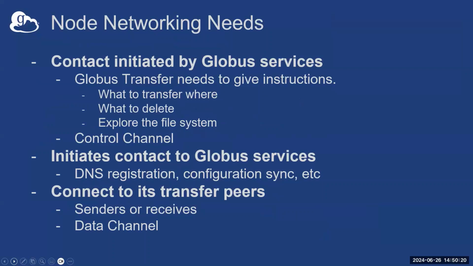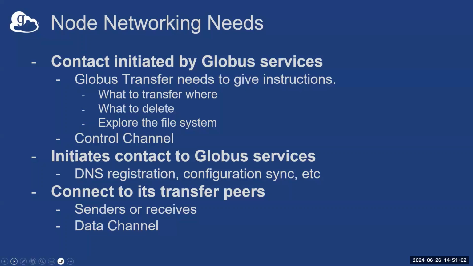So what a node needs in terms of connectivity, it needs to be able to be contacted by Globus services when Globus services need to talk to it. So an out-of-band type request in order to request transfers, explore file systems, do tasks like that. And it forms a control channel in order to communicate that information. It also needs to be able to contact Globus services when it needs to, so on its demand, to do things like register its IP address with the endpoint's DN, get configuration updates, those kind of things.